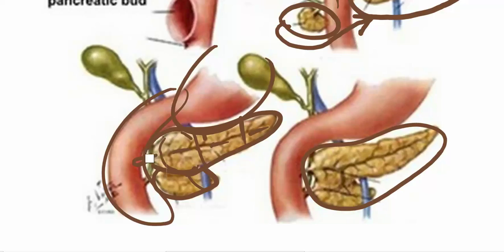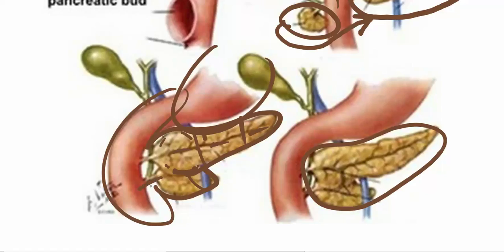Now this, let's see, this is going to be our minor duct. I think this is the minor pancreatic duct, but this is going to form your minor duodenal papilla. And this one, the ventral pancreatic bud, is going to form your major pancreatic duct.